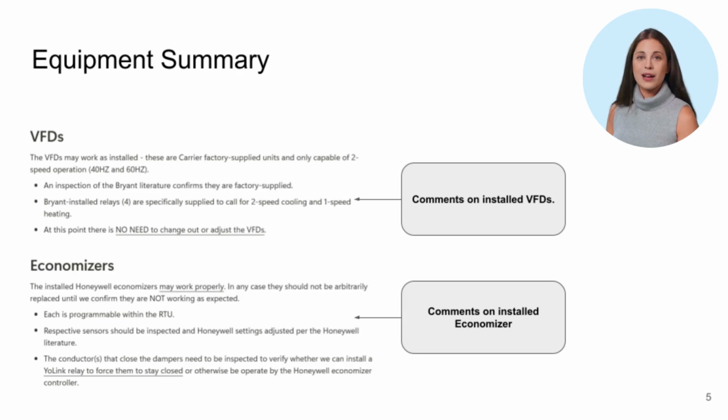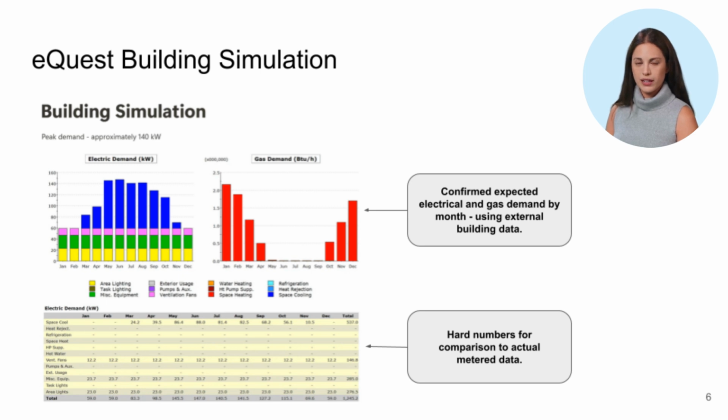This slide summarizes key findings about the installed variable frequency drives and economizer operation. Initial data supports that both systems are functional but require ongoing tuning to optimize performance. A building simulation was conducted using eQuest. The model produced monthly estimates for electrical and gas demand, offering a solid baseline to compare against actual metered consumption.